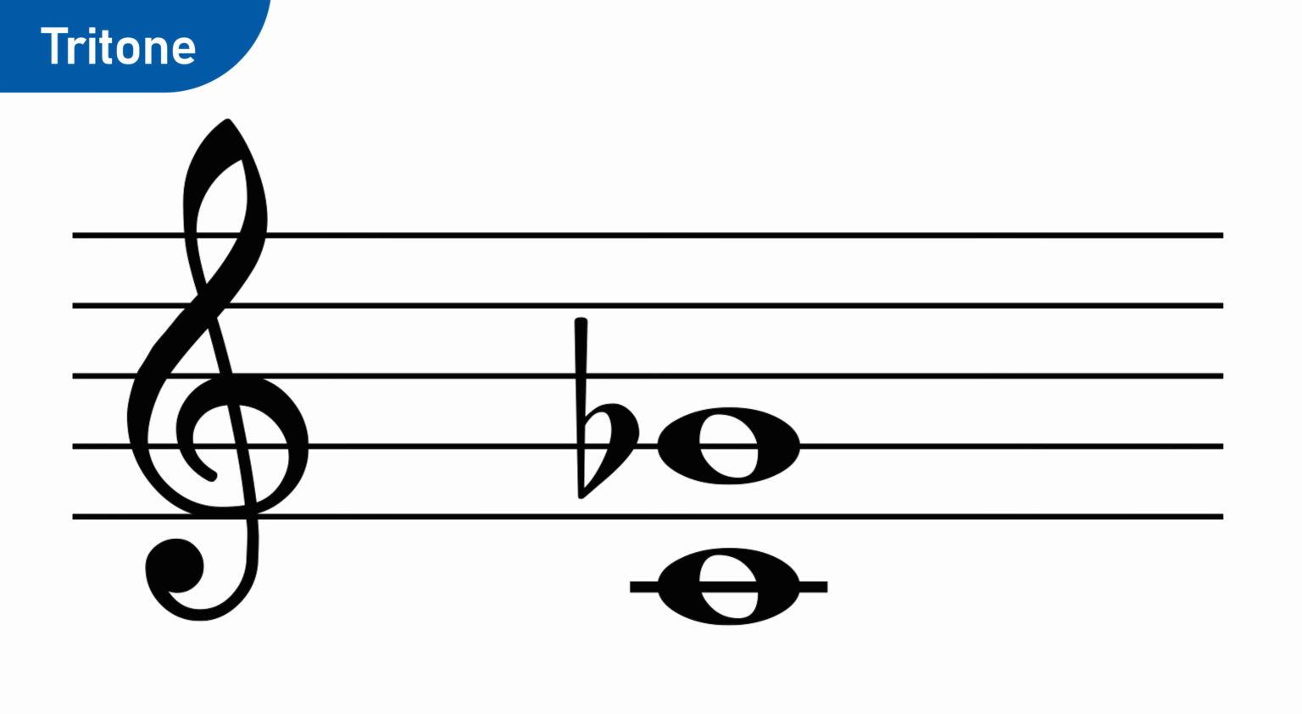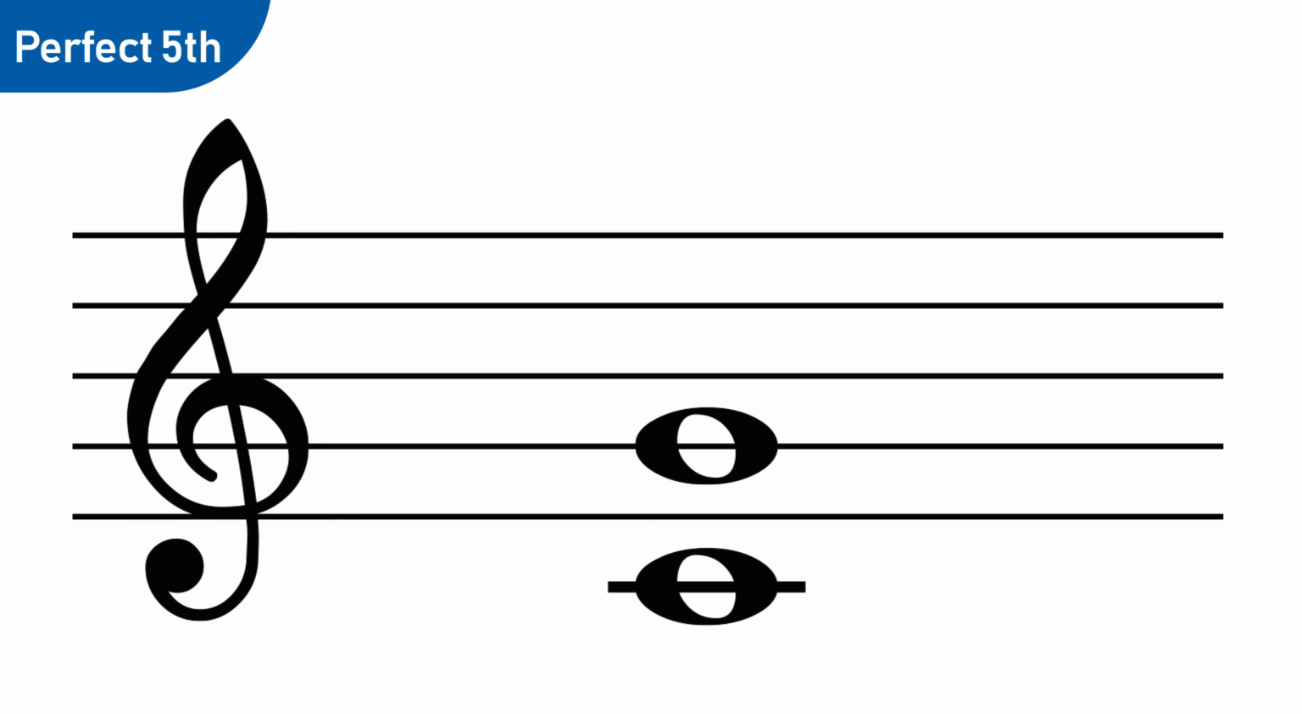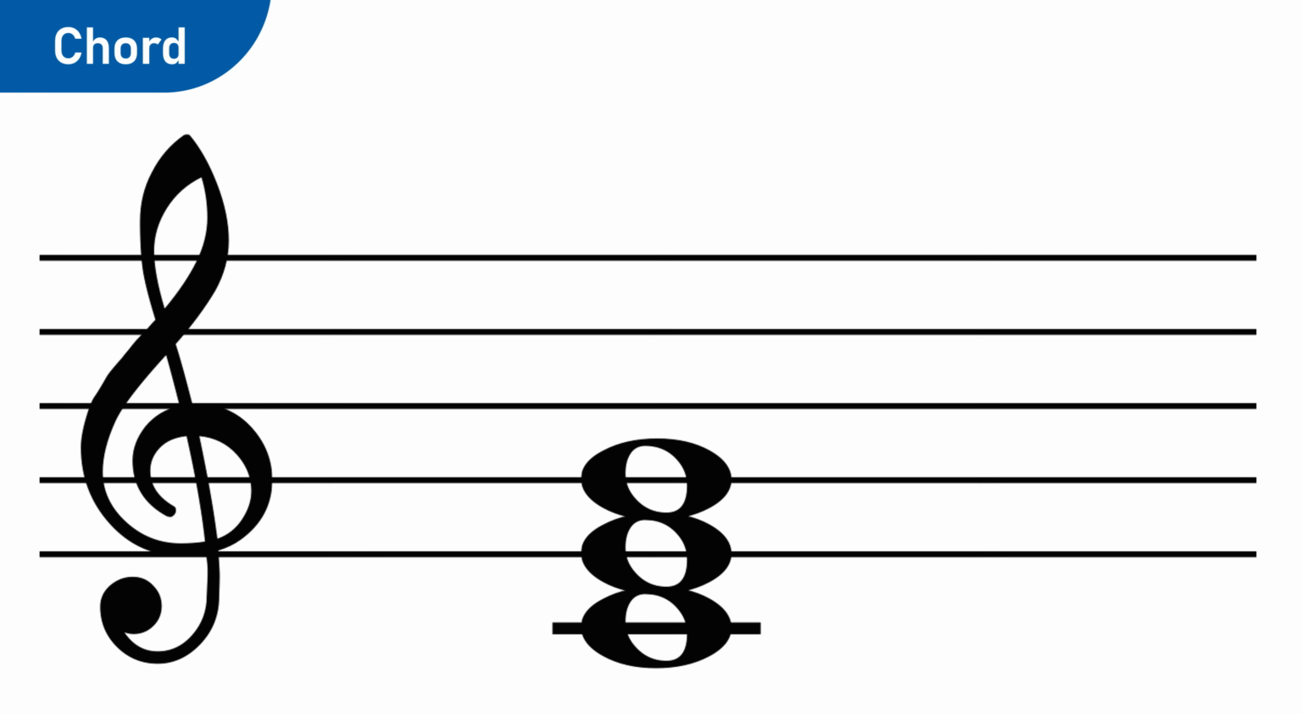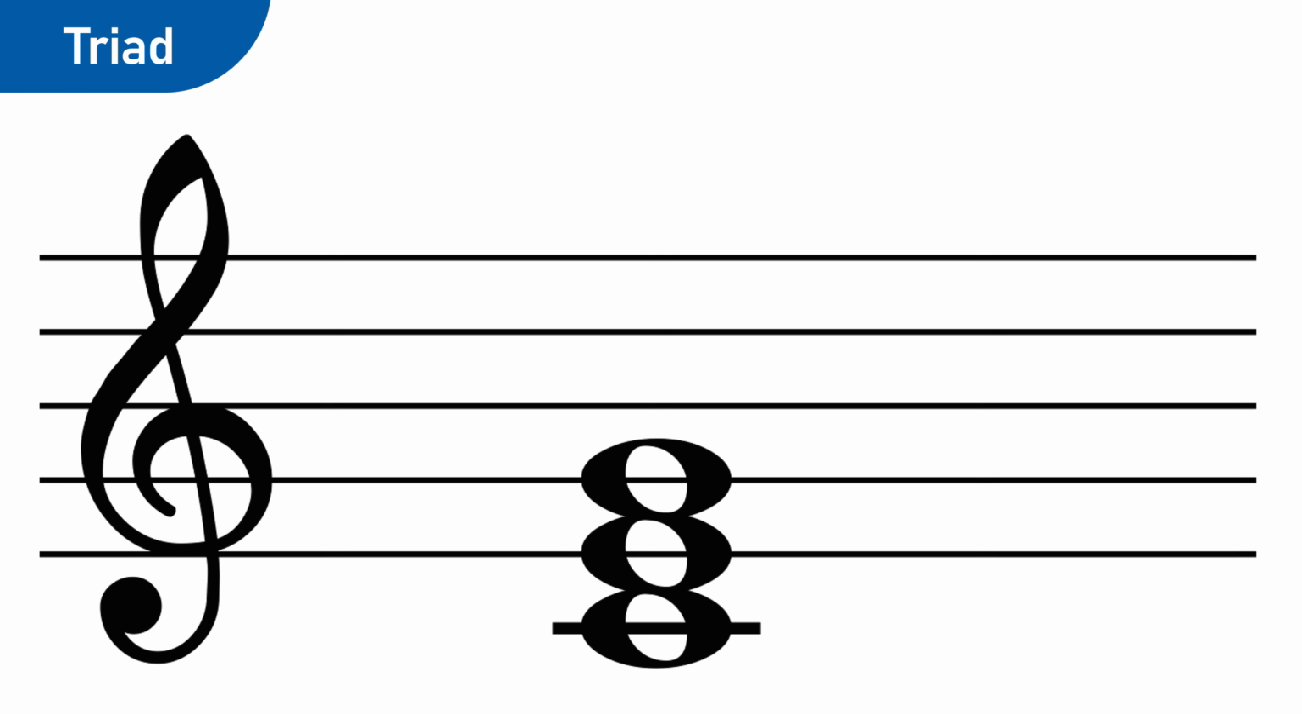3 tones. If we take intervals like the tritone or the perfect fifth and we stack them up, we wind up with what's called a chord. A chord is 3 or more notes played together to create a sense of harmony. The most common type of chord is a triad, a 3-note chord. A major chord is an example of a triad.